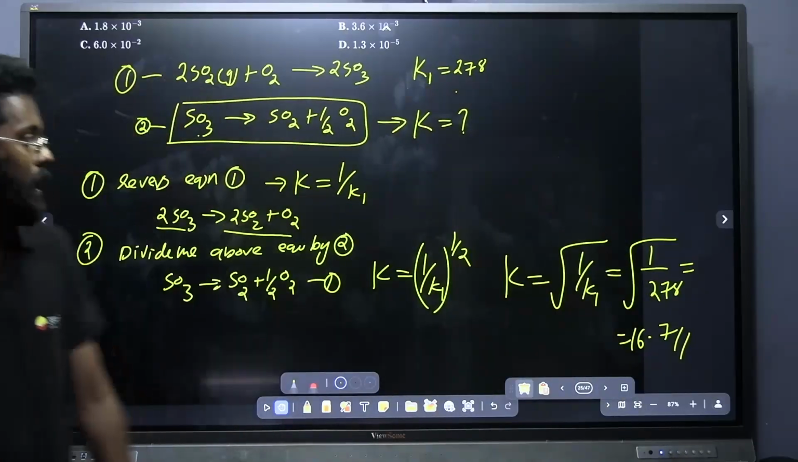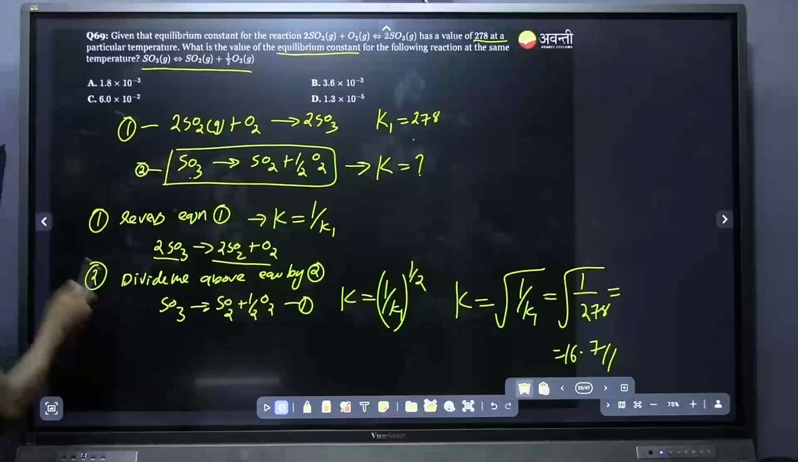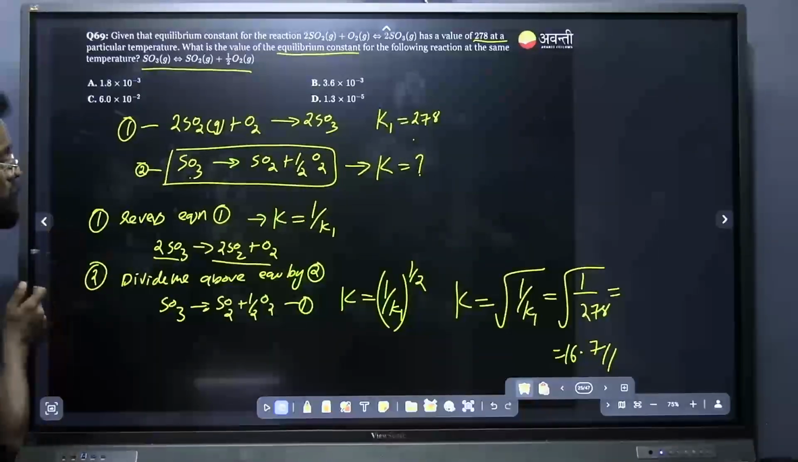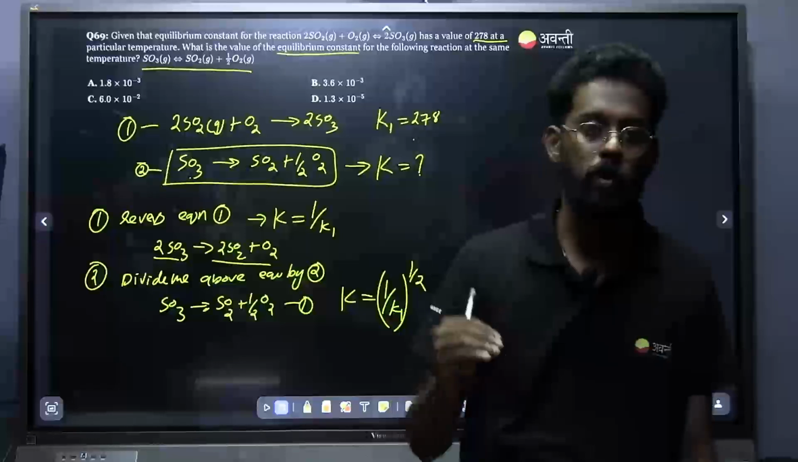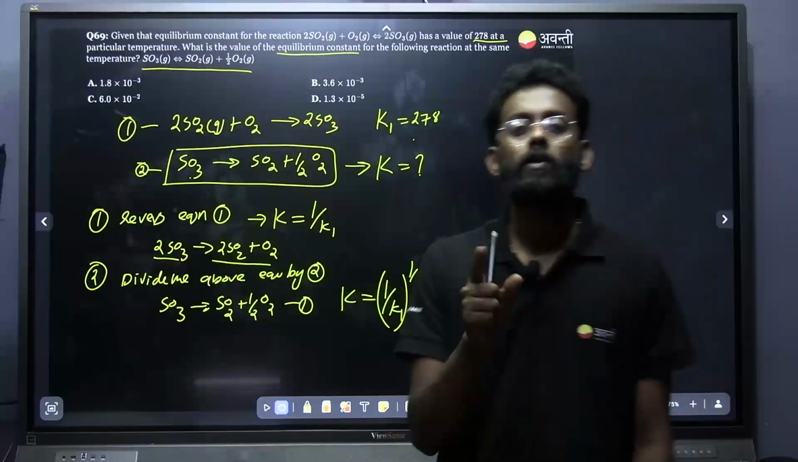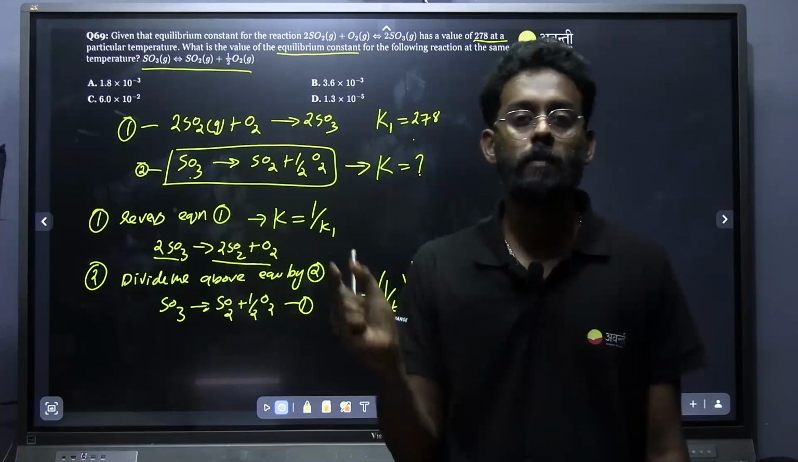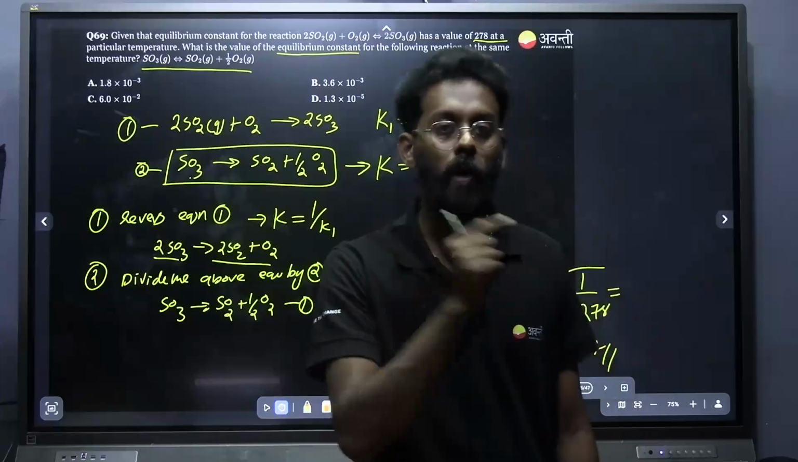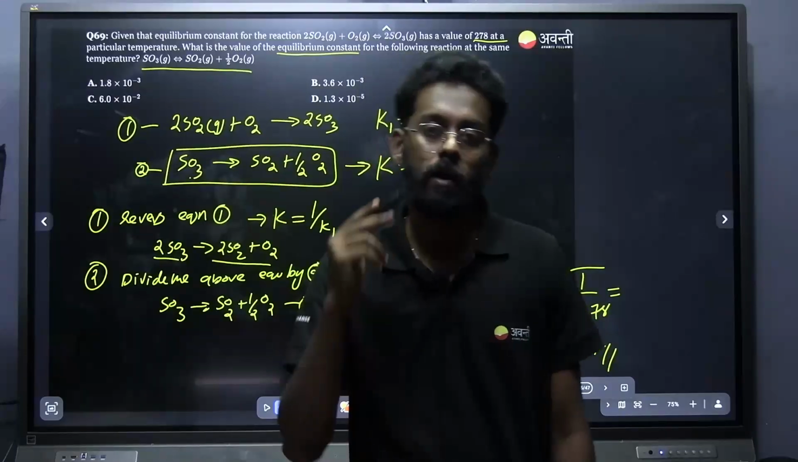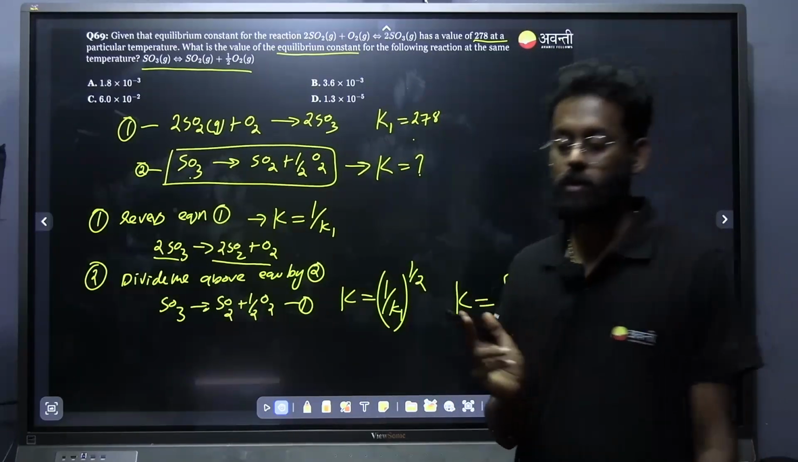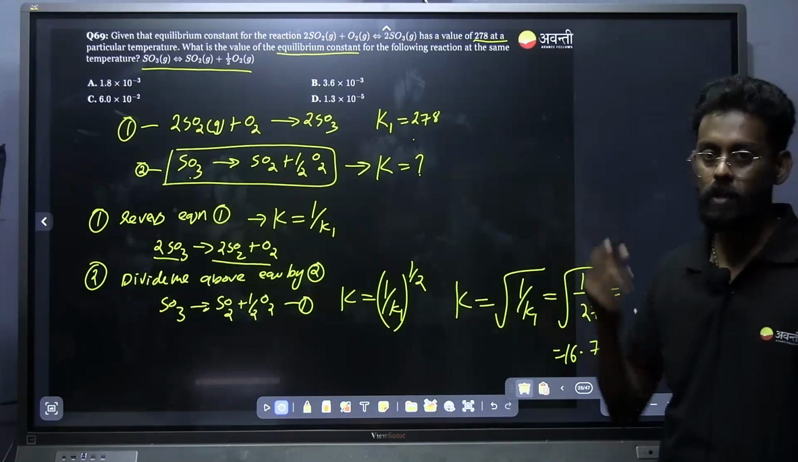It is coming around 16.7. This thing I will be discussing in the chemical equilibrium chapter, which I will be taking tomorrow. Don't worry about this one. These are the properties of equilibrium constant. If I am reversing any reaction, then the equilibrium constant will become the reciprocal of it. If I am adding any two reactions, then the new equilibrium constant will be the product of the equilibrium constants of the two added reactions. If I am multiplying any reaction, then the new equilibrium constant will be the power of the old equilibrium constant. All these things we will discuss in the next day class, chemical equilibrium.